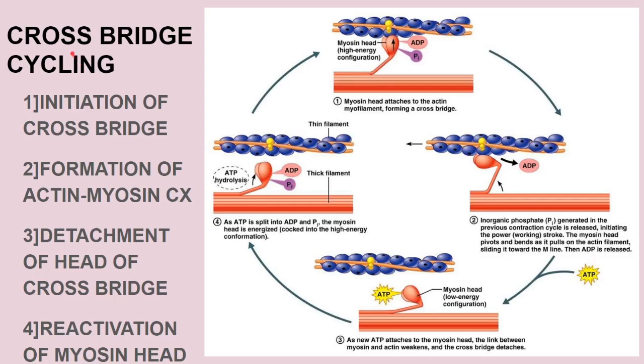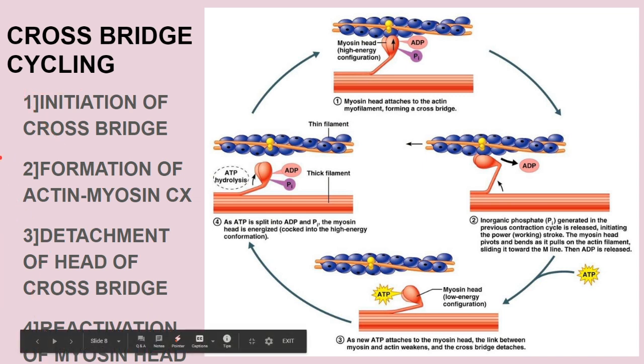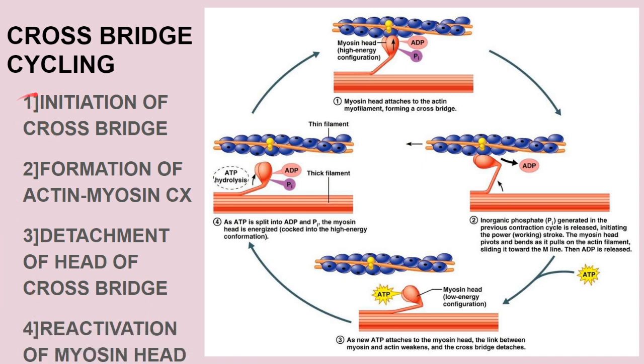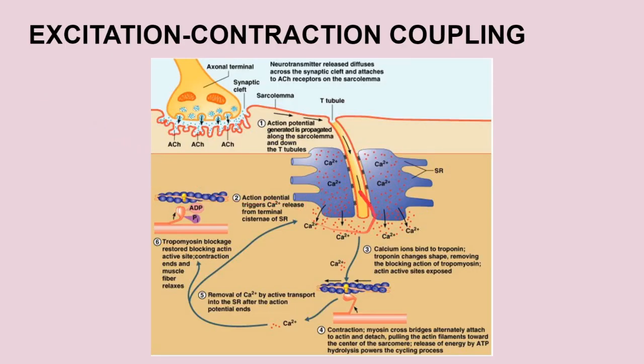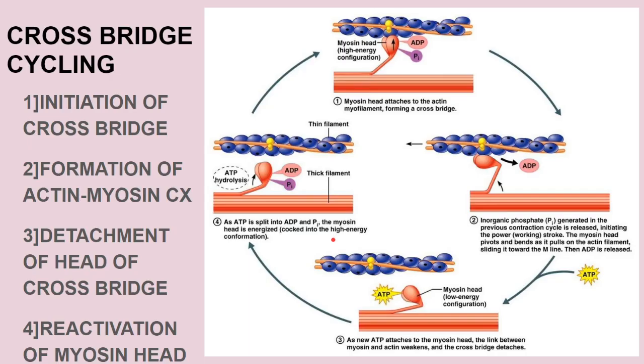Now the very important topic: cross bridge cycling, or the sliding theory, or the Ratchet theory, or the walk along theory. This theory includes four main steps, and these four main steps occur after the release of calcium in this process. If you remember, this calcium is released from the L tubules, and this calcium attaches to the troponin C of the actin molecule, right?